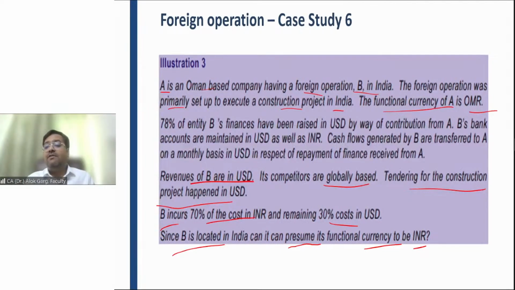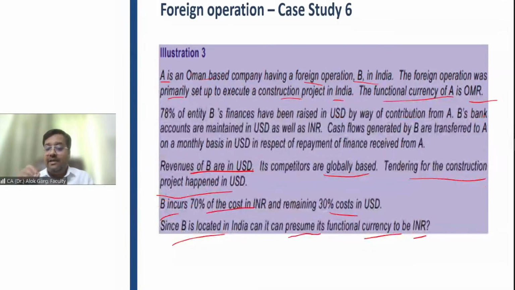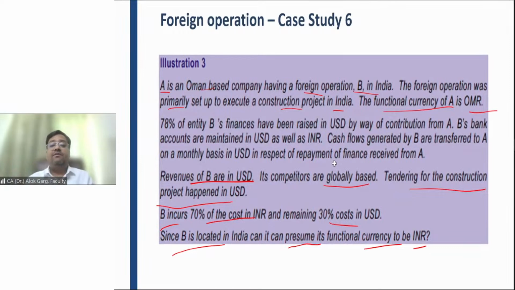The second factor is the proportion of transactions with the reporting entity. Is it high or low? It is low. This parent is not transferring any material or anything, which is not given in the question, right? In the question it is written that 70% of the cost is in INR. What does it mean? It means this B is managing the entire cost, entire purchases in INR, right? It means A is not supplying anything. A is not supplying, right? So for this second condition, the proportion of transactions with the reporting entity is not high, it is low.